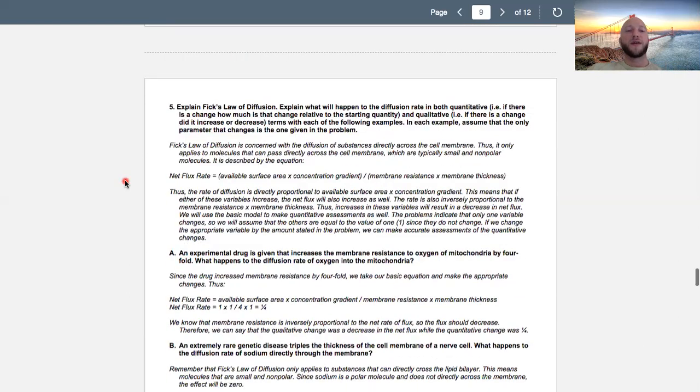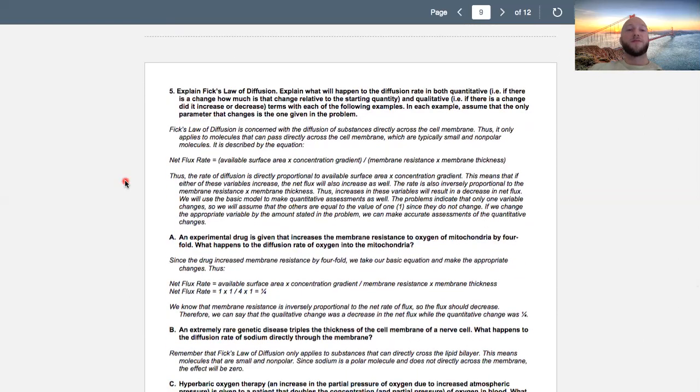All right, make sure you practice those. Fick's law. So Fick's law of diffusion. Explain what will happen to the diffusion rate in both quantitative and qualitative terms. So qualitative is it goes up, it doubles. The rate goes to half. It's just kind of like it goes up, it goes down. Quantitative is going to put numbers to it. It's going to say 3 times, 1/2, 0.3.